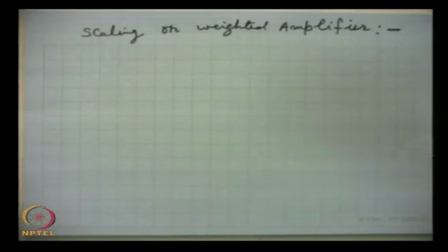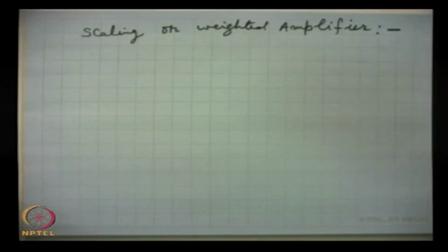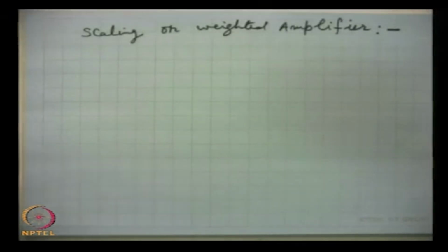A scaling or weighted amplifier is the one in which each input's voltage is amplified differently. I repeat, a scaling amplifier is also called a weighted amplifier, in which the amplification factor for individual input voltages is weighted, is not the same, but they are different, they are weighted. And so then the amplifier is called a scaling or weighted amplifier.